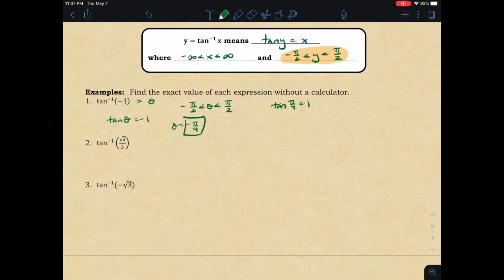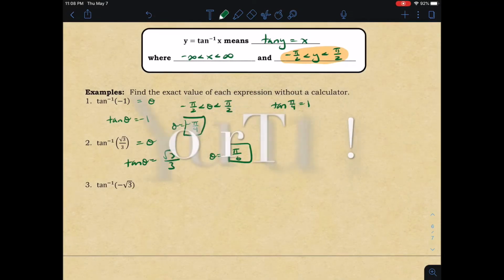Number 2, here we have inverse tan of root 3 over 3. In this case, because I'm looking for an angle theta such that tangent of theta is a positive value, root 3 over 3, I know that we're in quadrant 1. And if you remember your acute angles, that angle would be pi over 6. If you ever forget, you can always go back to your 30-60-90 triangle, and then you can ask yourself, tangent of which angle gives me root 3 over 3, and that would be 30 degrees or pi over 6 radians. At this point, I want you to try number 3 on your own. As usual, pause the video, and when you're ready, press play.